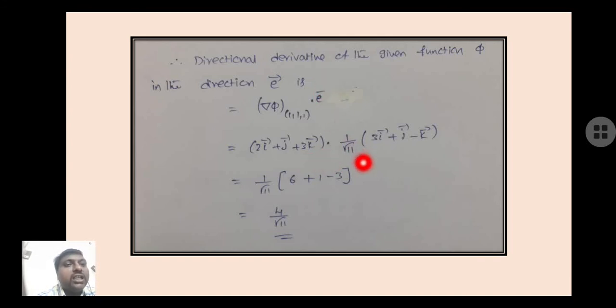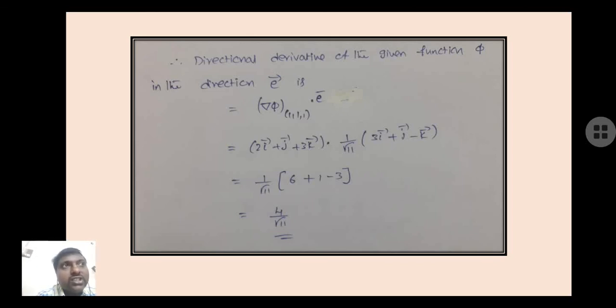Already we have calculated 1 by root 11 into (3i bar plus j bar minus k bar). So I am applying once again the dot product between two vectors, that is 1 by root 11 into 2 into 3, 6, and 1 into 1, 1, and 3 into minus 1, minus 3. By simplifying this one, I am getting 4 by root 11. This is the way we can calculate directional derivative.